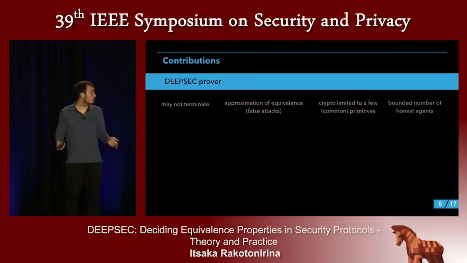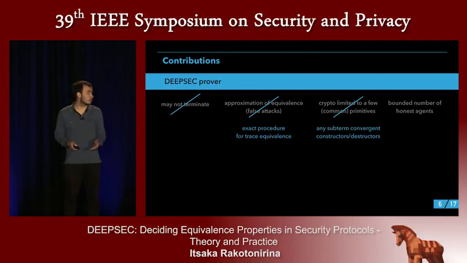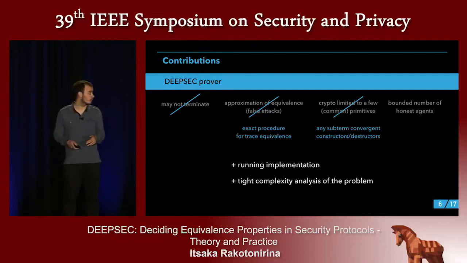So, this is the landscape where we set sail, and our contribution here is to provide an analyzer that lifts a lot of these limitations. It is an exact and terminating procedure for a large class of cryptographic primitives, and the only restriction we keep is on the bound for the number of honest agents, so a bound on the number of protocol sessions. Besides that, we also have a running implementation that is publicly available, which I will present later, and a theoretical result to back up our experiments and show that our solution to the problem is optimal in some sense.